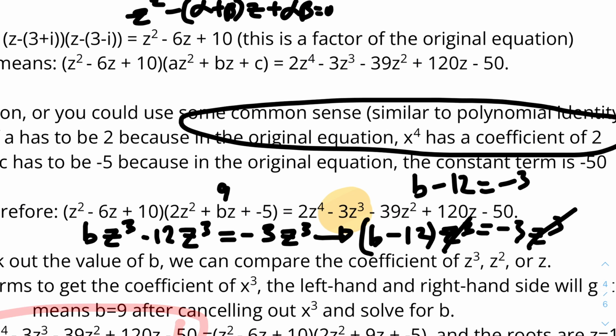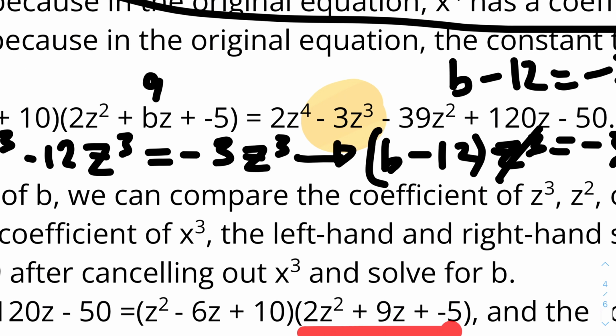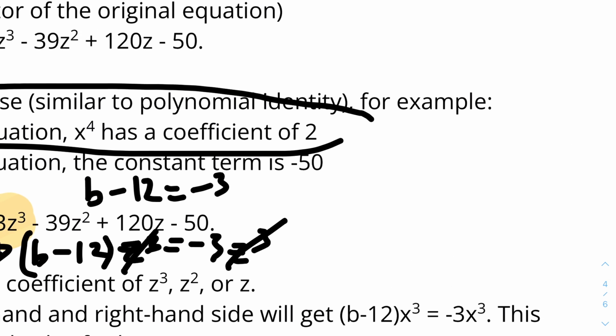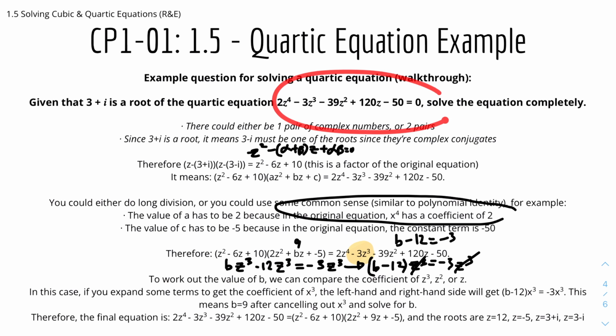It will equal to z squared minus 2z plus 10, and then plus 2z squared plus 9z minus 5. And then you can just solve the roots from there, because you can just solve each individual quadratic equation by using the quadratic formula or your calculator. That means the roots will be z equals 12, z equals minus 5, z equals 3 plus i, and z equals 3 minus i. That means from this we know that this equation right here has 2 real roots and 2 complex roots.